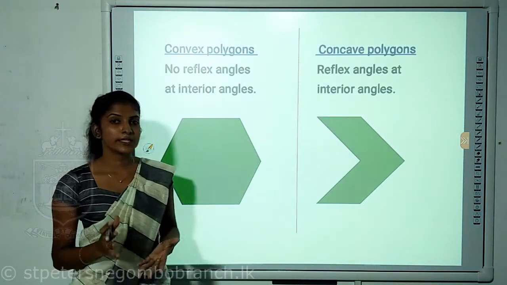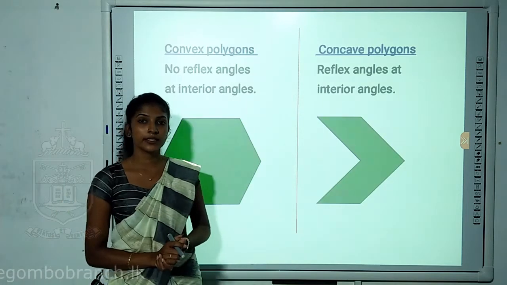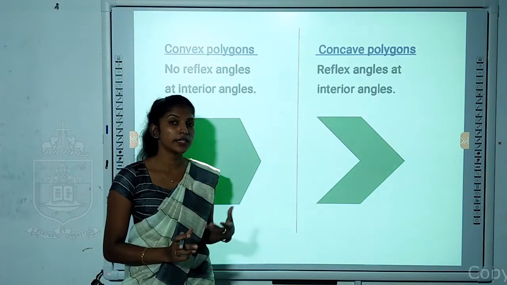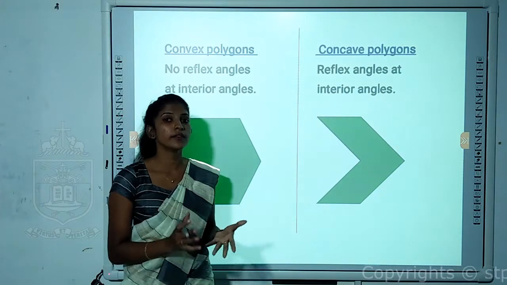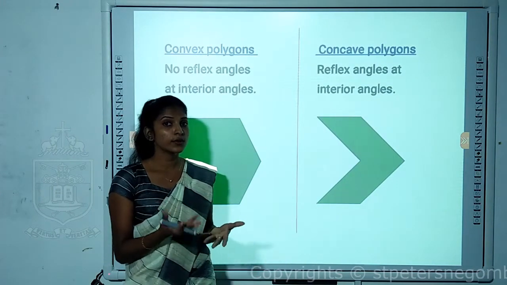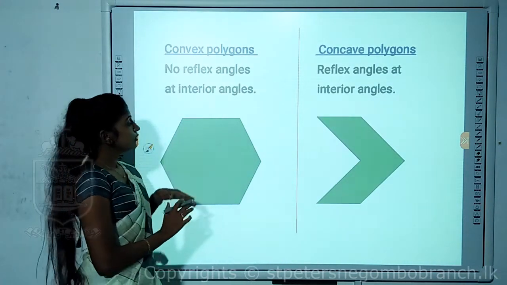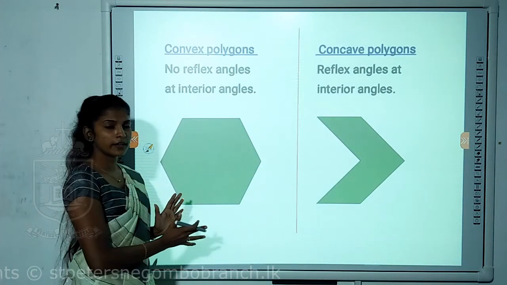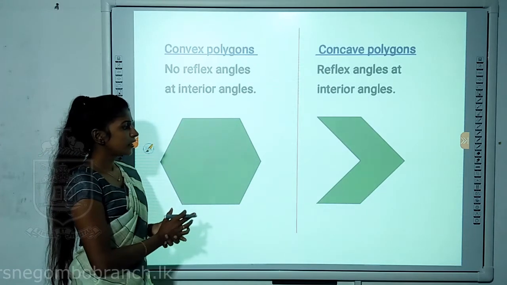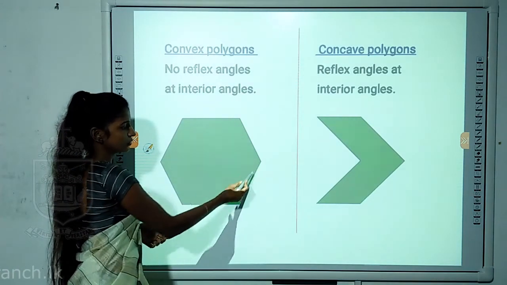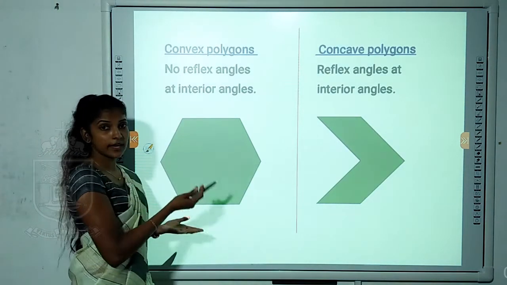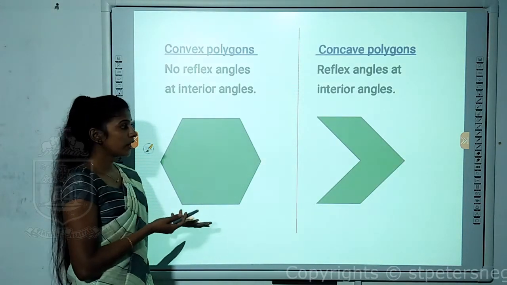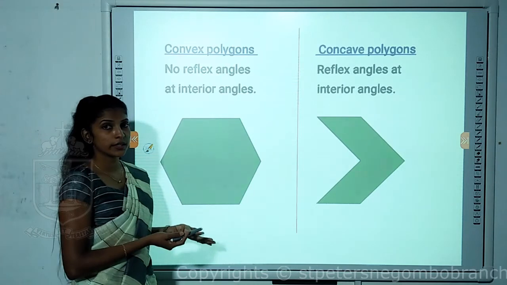Okay, let's move to the next part, that is convex polygons and concave polygons. So, what are convex polygons and what are concave polygons? How can we identify those two types? Okay, so first one, convex polygon. You all can see a figure given. There you have how many sides? 1, 2, 3, 4, 5, 6 sides are there. It's a closed figure, so it's a polygon. So, how can we identify it as a convex polygon?